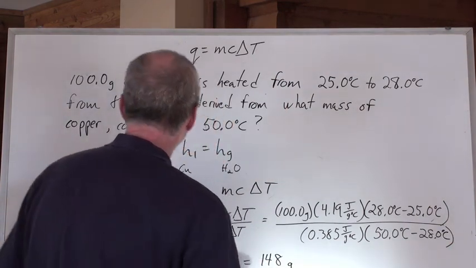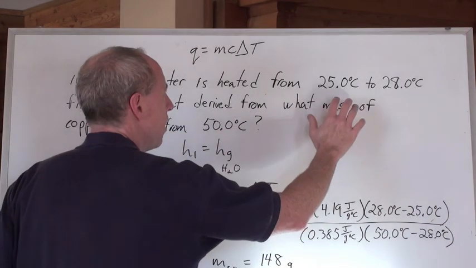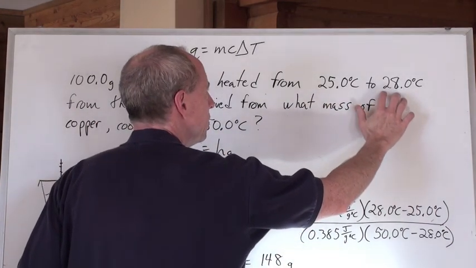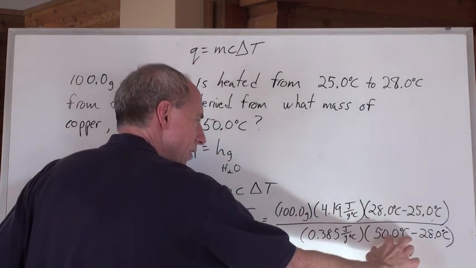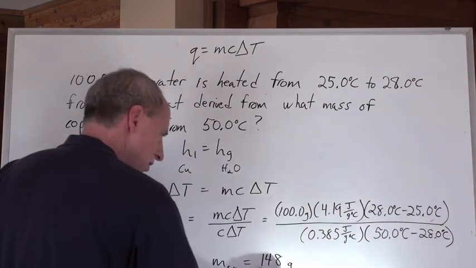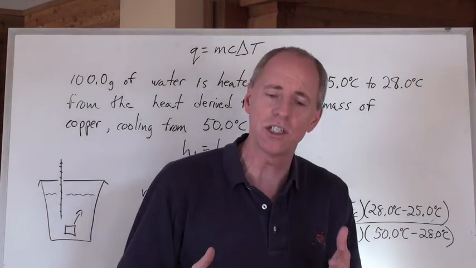Now, you say, well, you know what, though? That sounds like a large amount, because we had 100 grams of water, and the 100 grams of water only changed 3 degrees. But the copper underwent a huge temperature change, and there's a large quantity of it. It kind of doesn't make sense to me. Well, no, it should, actually.